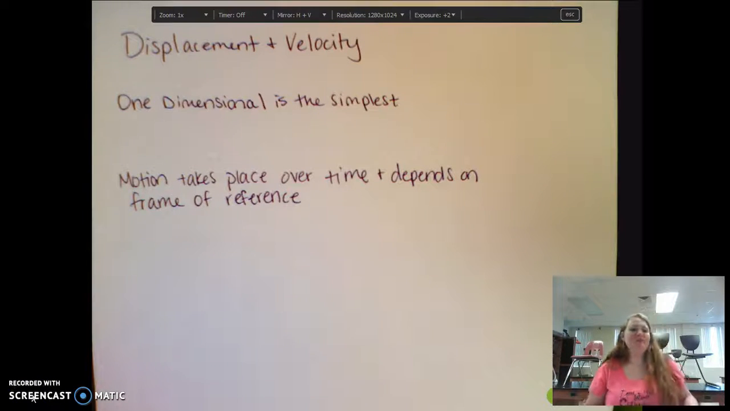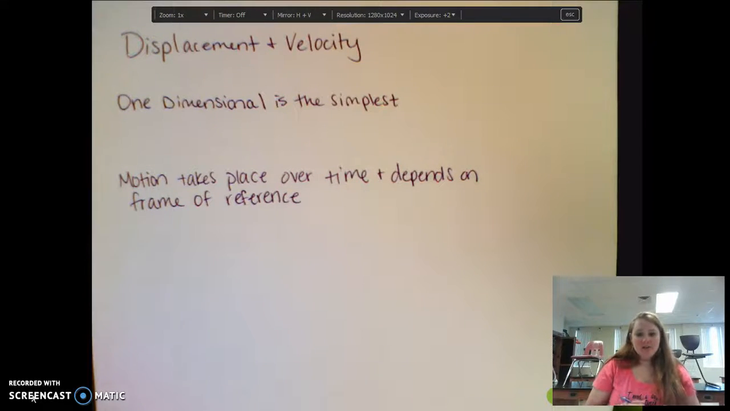Let's go ahead and get started with displacement and velocity. We're going to take this next chapter, which is on motion in one dimension, and break it up into its three sections, so you'll get 3 videos. To start out, we need to understand a few key terms for this first section.